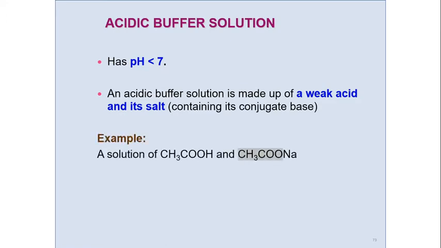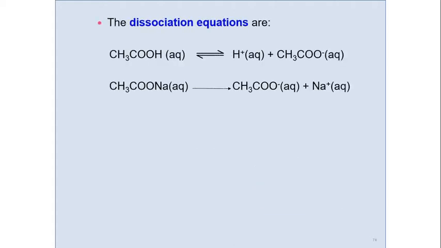As an example, a solution of CH3COOH and its salt, which is CH3COONa. If we look at the formula of the salt, CH3COONa has CH3COO-, which is the conjugate base for CH3COOH. The dissociation equations for the weak acid and its salt are as follows.